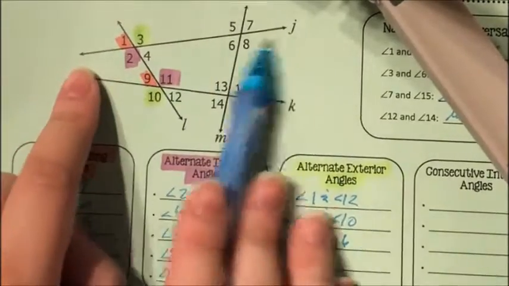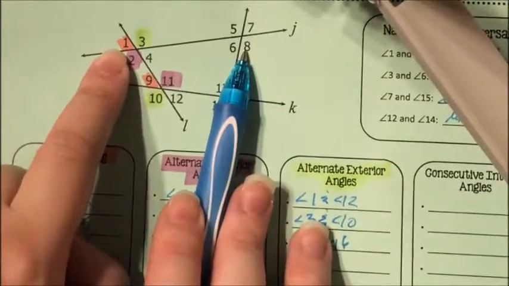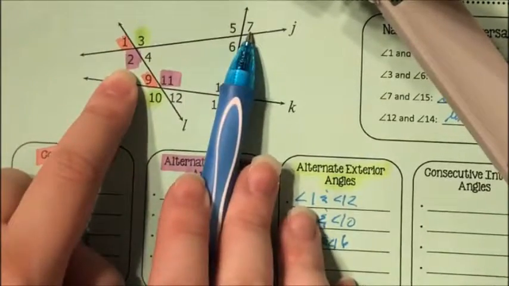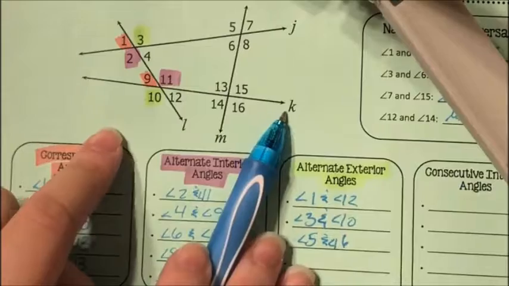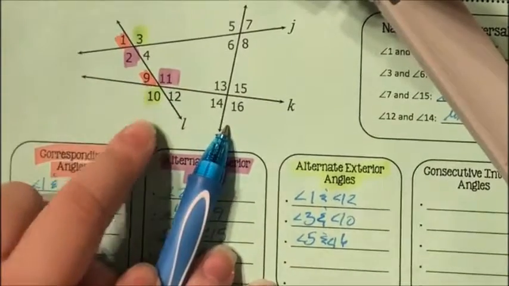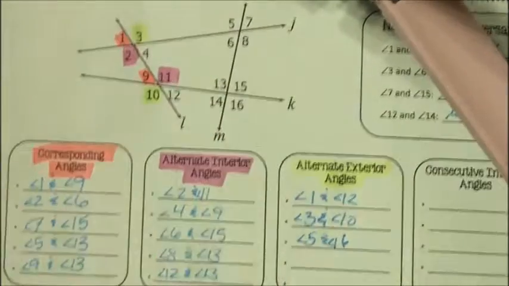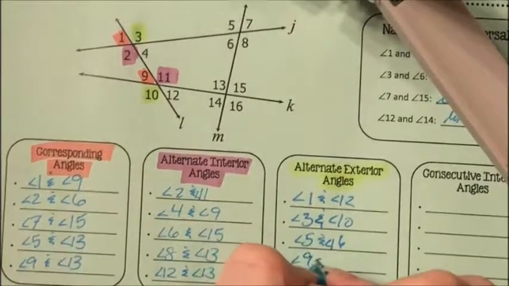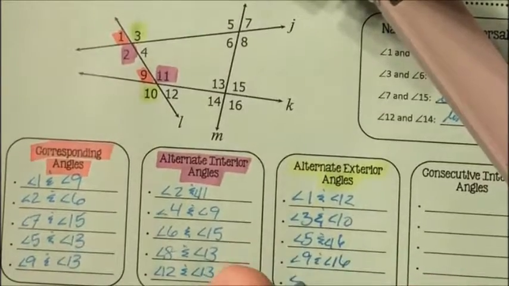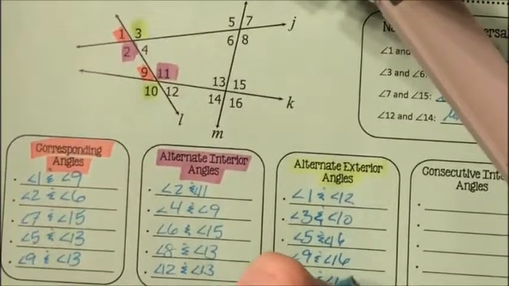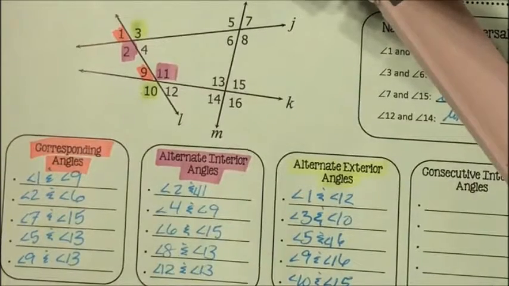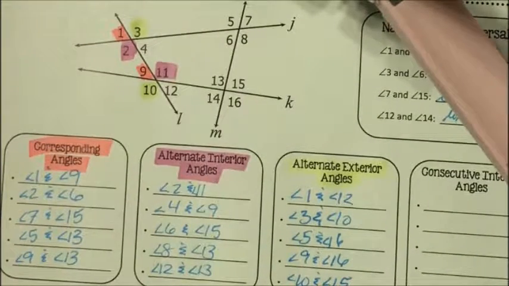If J is my transversal, it would be 1 and 8 or 2 and 7. And if K is my transversal, it would be 9 and 16 or 10 and 15. Okay, so those are the examples for alternate exterior angles.